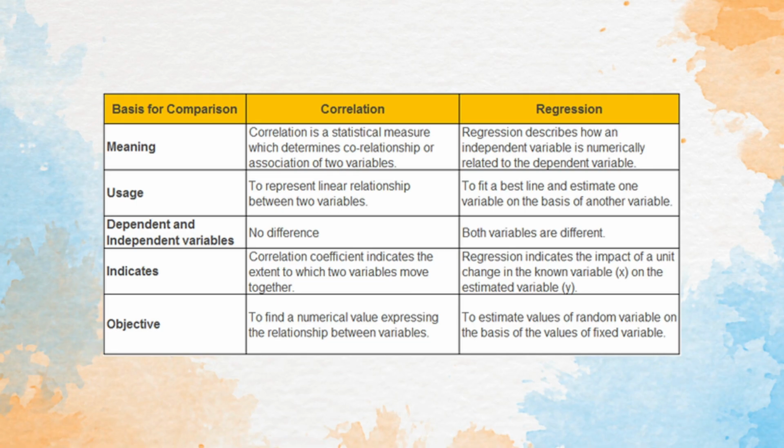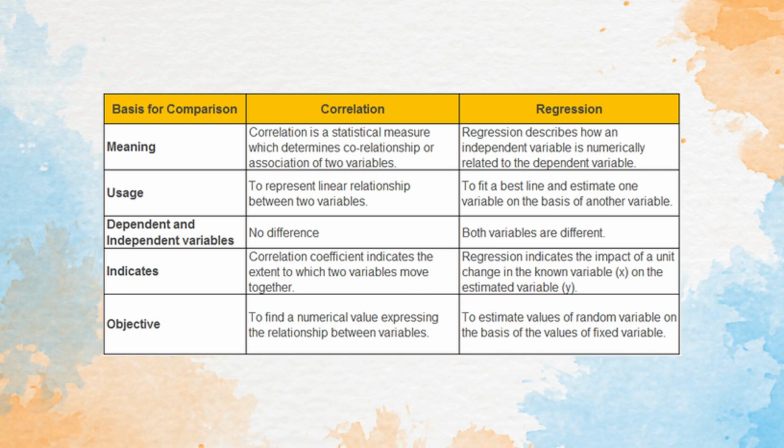When you are talking about the basis of comparison, as far as meaning is concerned, correlation is a statistical measure which determines the relationship or association of two variables, whereas regression describes how an independent variable is numerically related to the dependent variable. As far as usage is concerned, correlation represents a linear relationship between two variables. When you talk about regression, it fits a best line and estimates one variable on the basis of another variable. This is considered to be the usage. And for dependent and independent variables, in correlation there is no difference. As far as regression analysis is concerned, both variables are different.